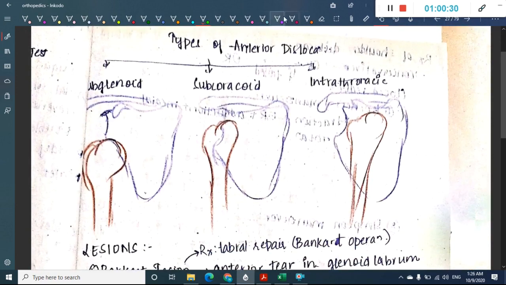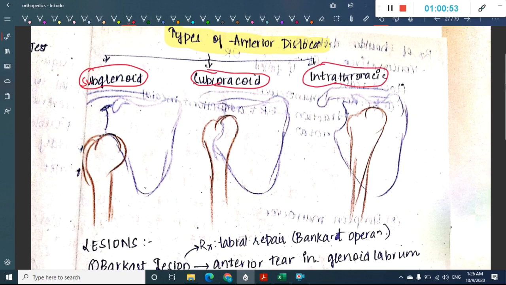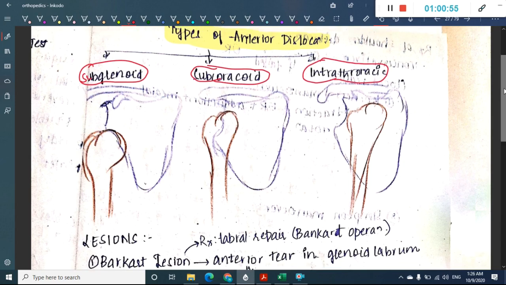Now let us learn about anterior dislocation of the shoulder. Now we will see some points about anterior dislocation. What are the types of anterior dislocation? We have the subglenoid type, the subcoracoid type, and the intrathoracic type.